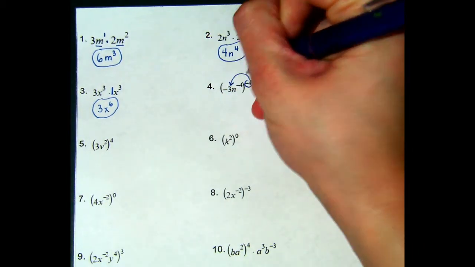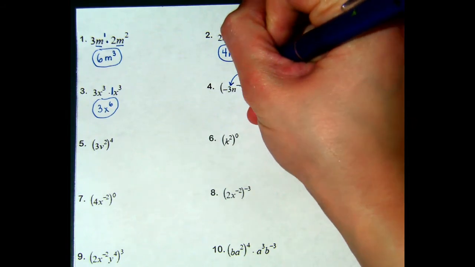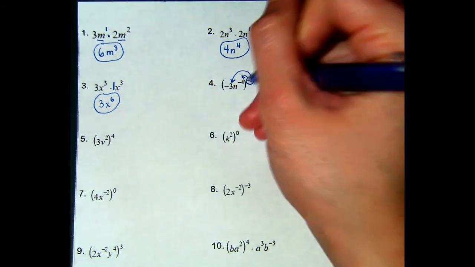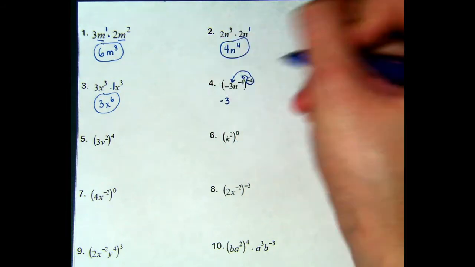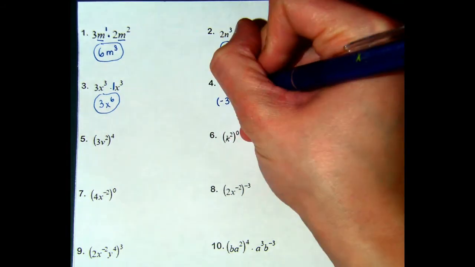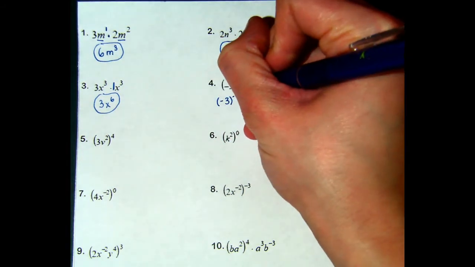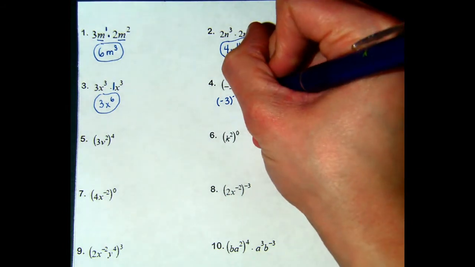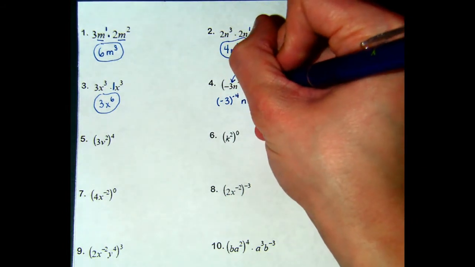Now we are going to talk about the power of a product rule again. This is, like I said, like distributive property. It's distributed to every piece. Negative 3, notice it's in parentheses, to the negative 4th, and n, negative times negative 16.